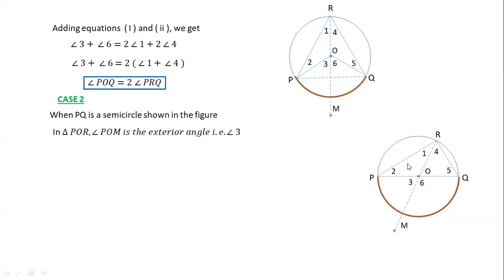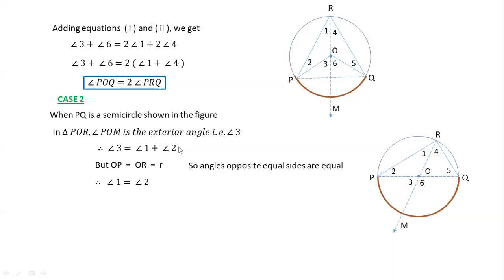Same thing now. Angle POR, this particular triangle. So 3 is an exterior angle. So angle 3 must be equal to 1 plus 2. But OP is equal to OR is equal to R, the radius of the circle. So angles opposite equal sides must be equal. So these two sides are equal, these two angles must be equal. So angle 1 is equal to 2. Replace angle 2 by 1. It becomes angle 3 is equal to angle 1 plus angle 1. Angle 3 is equal to 2 angle 1. This becomes the third equation.